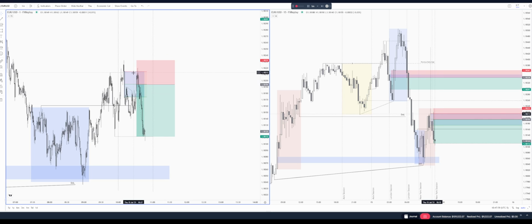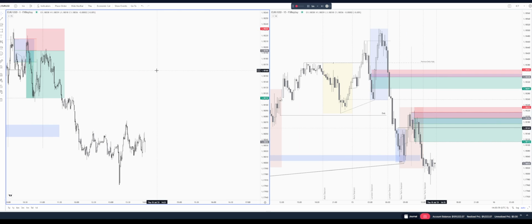And as we can see, I was kind of panicking for nothing because we perfectly respected that fair value gap before pushing to the downside. And now we are up, let's see, 9%, which is absolutely amazing. So let's see if we can catch another trade in the next silver bullet session.